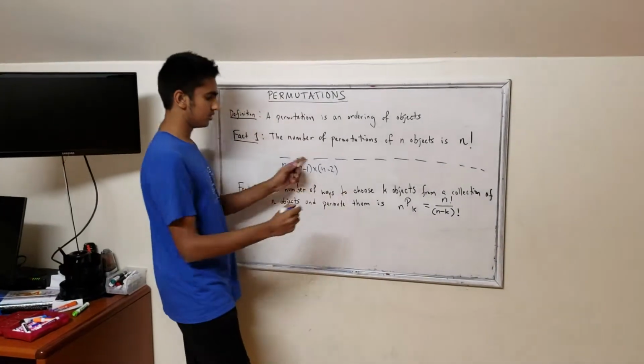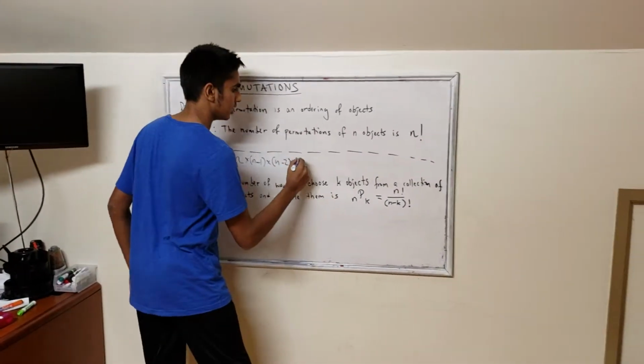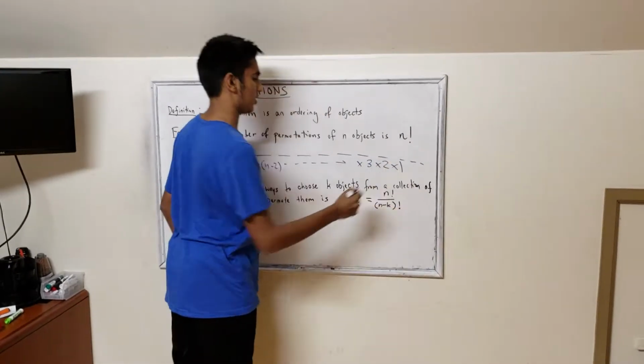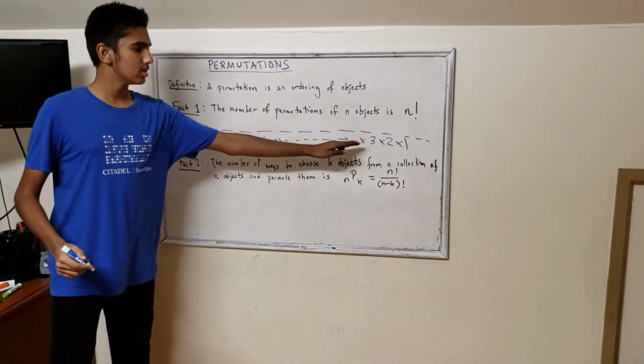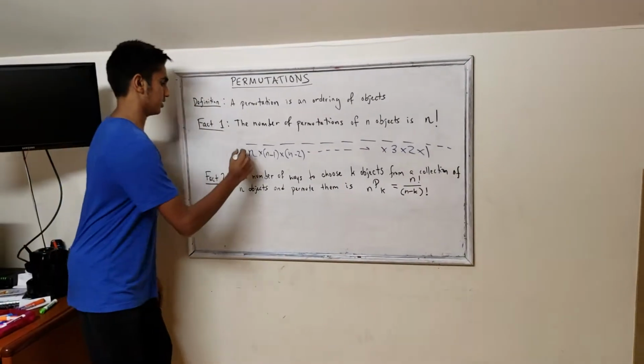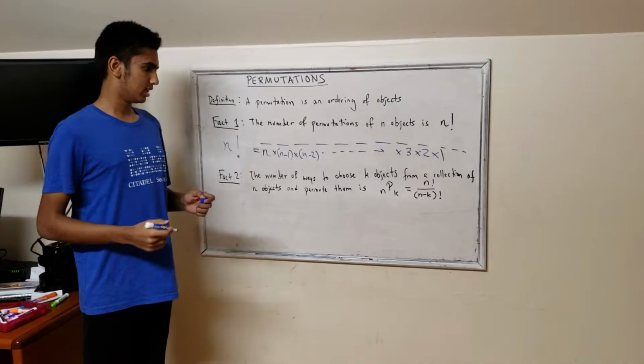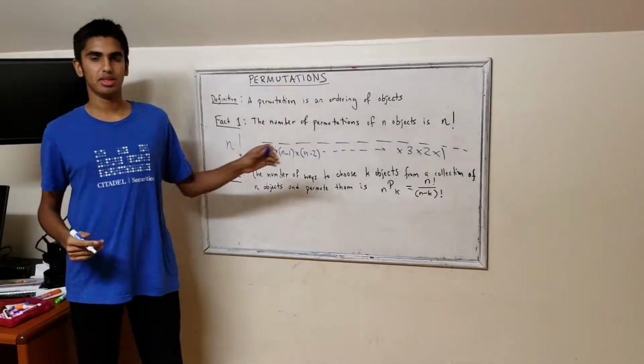Then we only have 2 left, so now it's n minus 2. And we go on until we have only 3 objects, 2 objects, and only 1 object left. And this is defined as n factorial. And that's basically it. Now there's a more general statement than this.